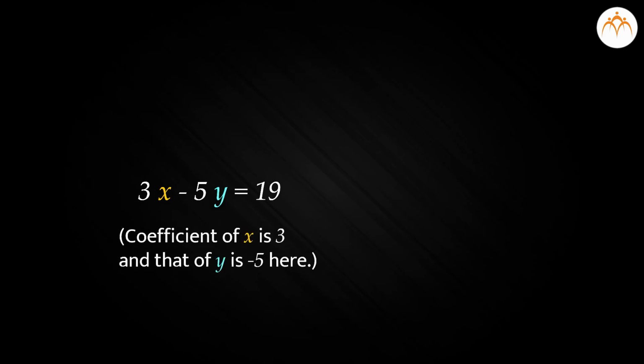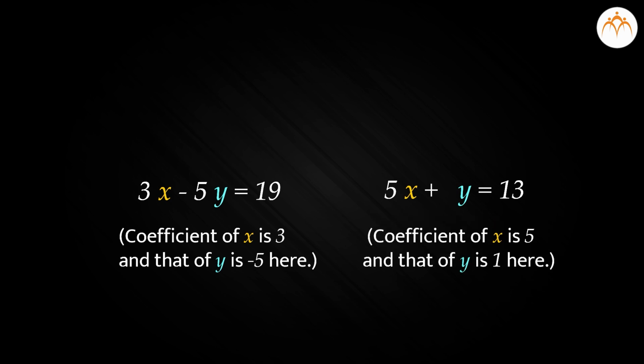Now the given equations are 3x minus 5y is equal to 19, equation 1. Coefficient of x is 3 and that of y is minus 5 here. 5x plus y is equal to 13, equation 2. Coefficient of x is 5 and that of y is 1 here.